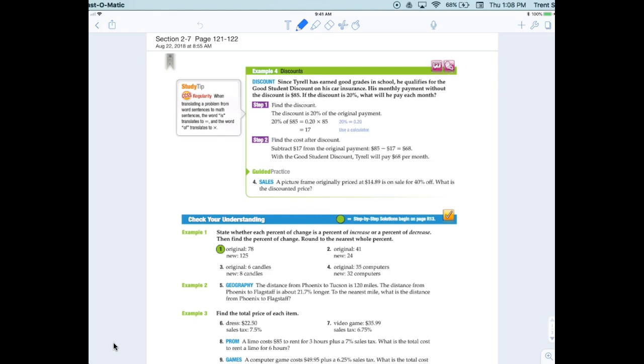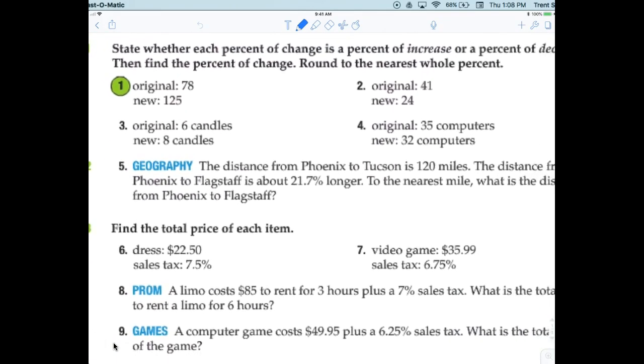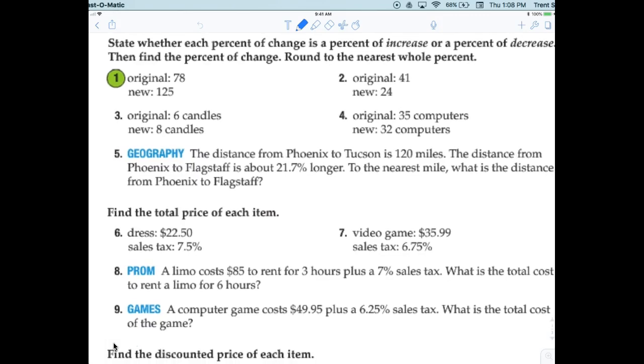So I'm just going to blow this up. If you have your calculator handy, I want you to use a calculator. First of all, I'd like everybody to state whether the percent of change is a percent of increase or a percent of decrease. Am I ever going to want you to write increase or decrease? The answer is no. Why? Because if you can't tell if something's increasing or decreasing, we have to go back about 4 years, probably a little bit longer.